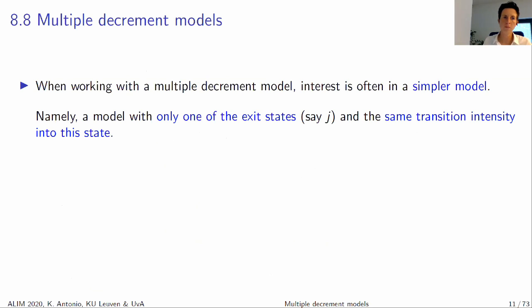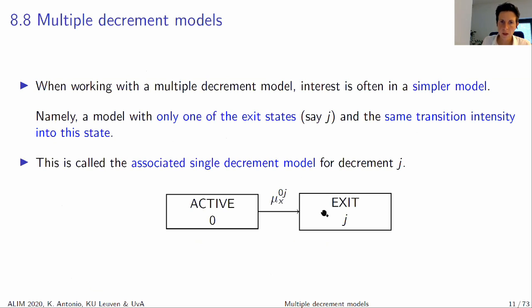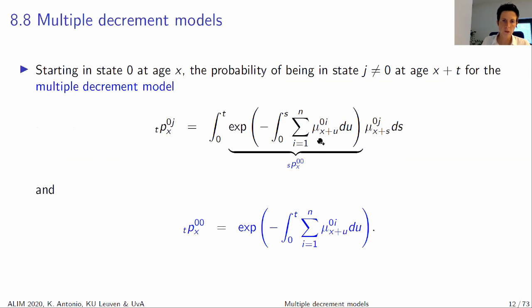Interest in a simpler model. So if you would focus on a model where you consider only one of the exit states, say state J or state I, and the same transition intensity into this state, then you can look at what we call the associated single decrement model for decrement J. Then you would focus only on this model and do calculations for this specific single decrement setting. So let's see how that goes.